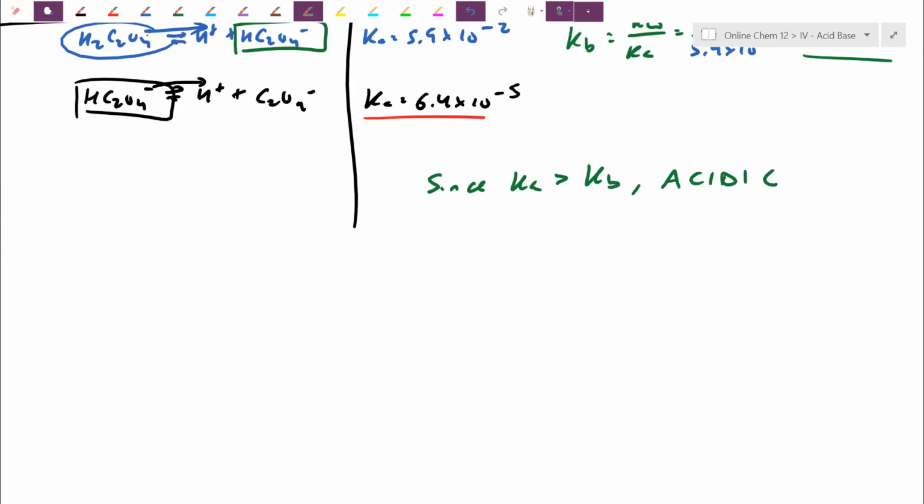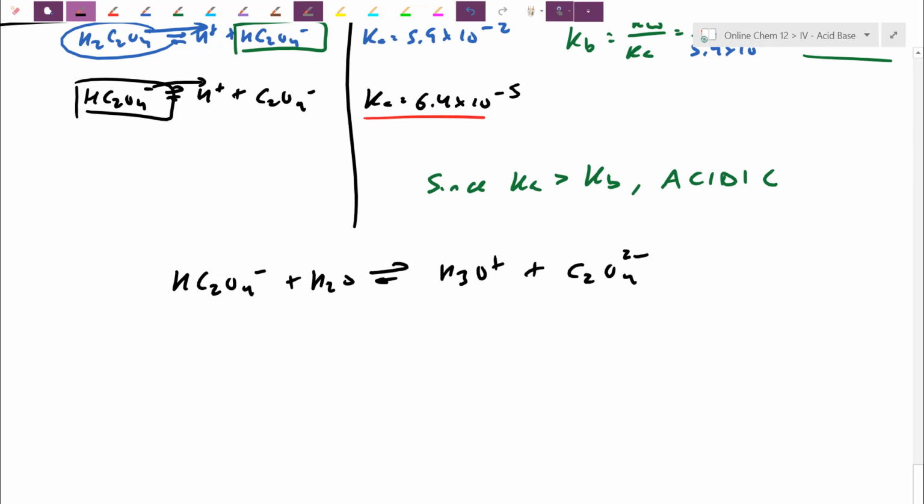Let's take this acid now. In the equation, it's simplified. Let me write out the whole equation: HC2O4- and water in an equilibrium. It ends up forming hydronium and then C2O4-. We had calculated the Ka constant is going to be 6.4 times 10 to the negative 5.